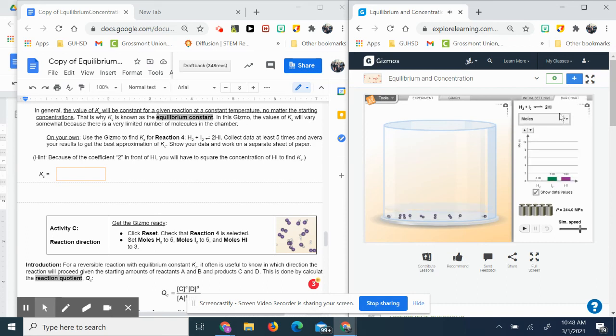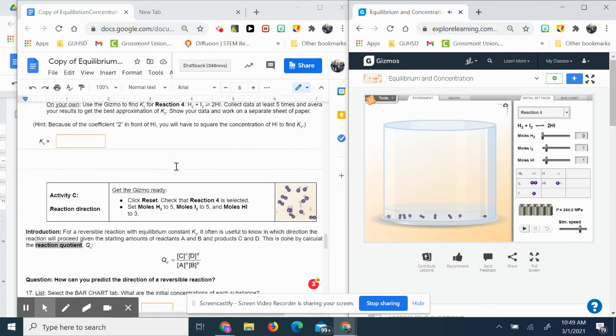One thing I do want to show you is that on your bar chart, you can change this to concentration. By changing that to concentration, you can get your concentration values for the situation above.